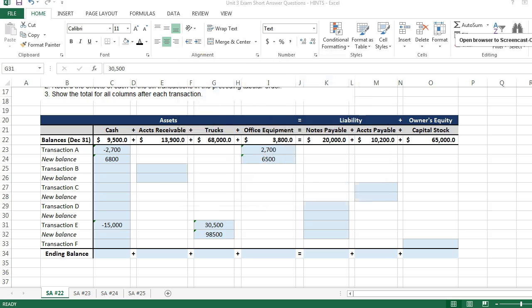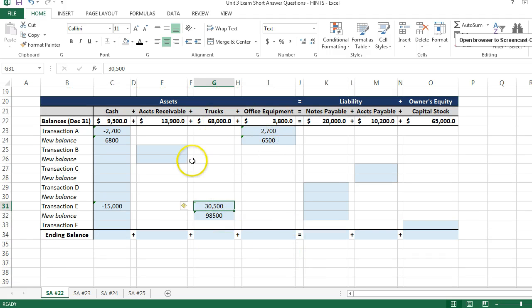Okay? So, and then once you're done with all of those transactions, you're going to want to carry the balances down to all of these highlighted cells below. So this trucks account is already completed. Obviously, there's only these two effects to our trucks account, so we can go ahead and carry down that $98,500 balance. We can go ahead and carry down this office equipment balance of $6,500. And once you complete all the transactions, you will carry down all the balances for each of these columns. In order to double check and make sure everything's correct, you're going to want to add both sides of the equation.